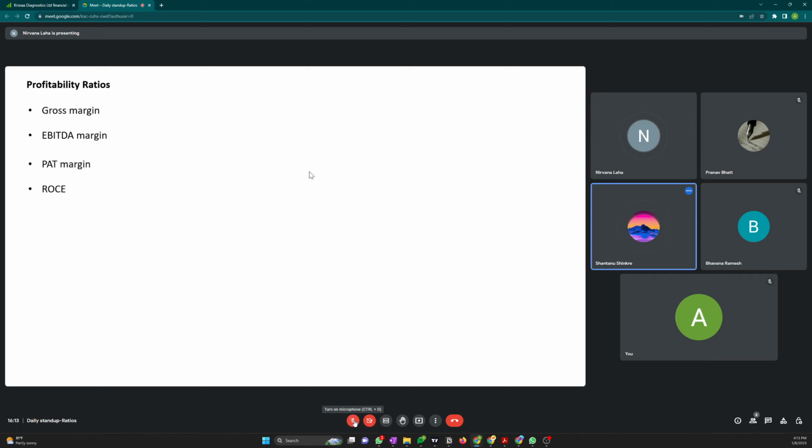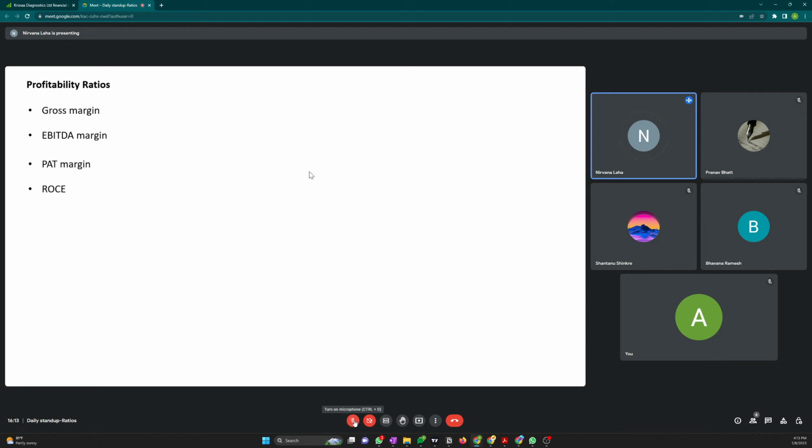Take a guess. Yeah, EBITDA? EBITDA, good guess. It's not exactly EBITDA, but you're very close. Or then is it EBIT? Yes, exactly. It's EBIT. So, what is EBIT? It's profit before interest and taxes.